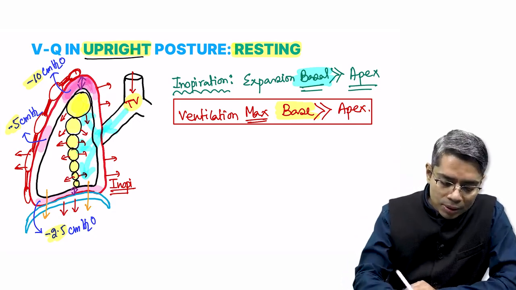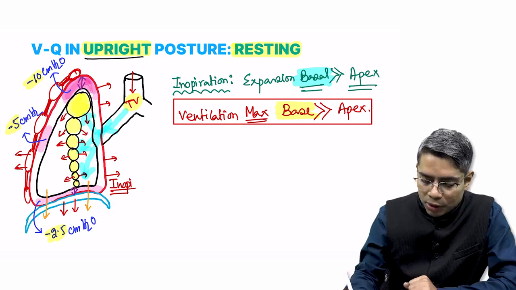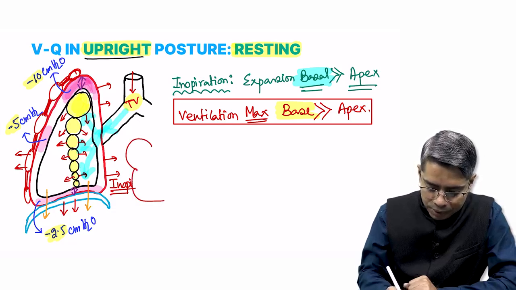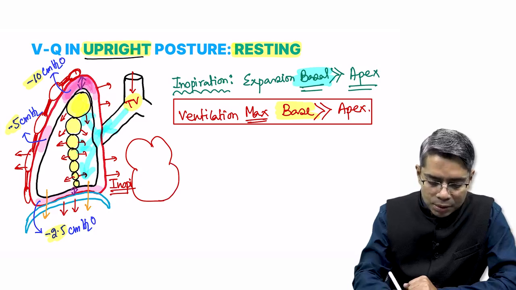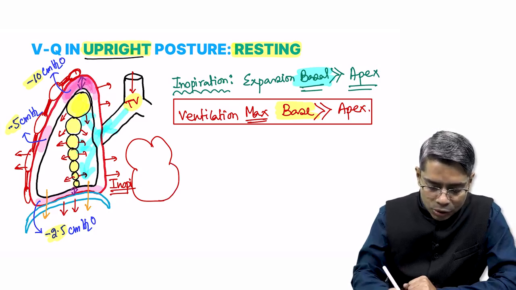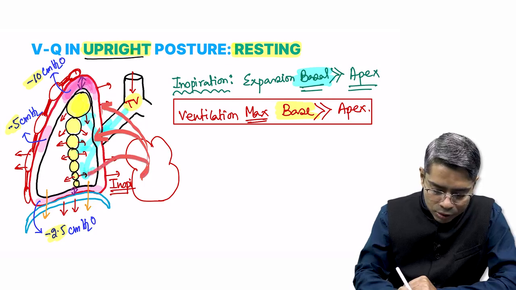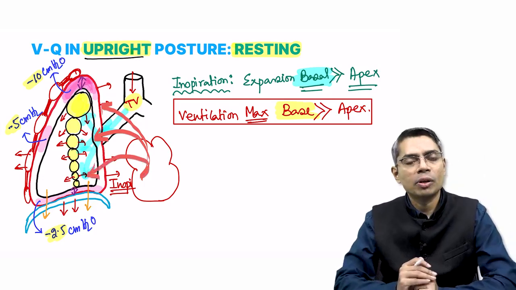Now we are talking about the perfusion. I told you perfusion is nothing but the blood flow. So the heart is located here, the heart is pumping blood. The blood is going to flow in the apical part of the lung, in the middle part of the lung, and also in the basal part of the lung. What do you think?